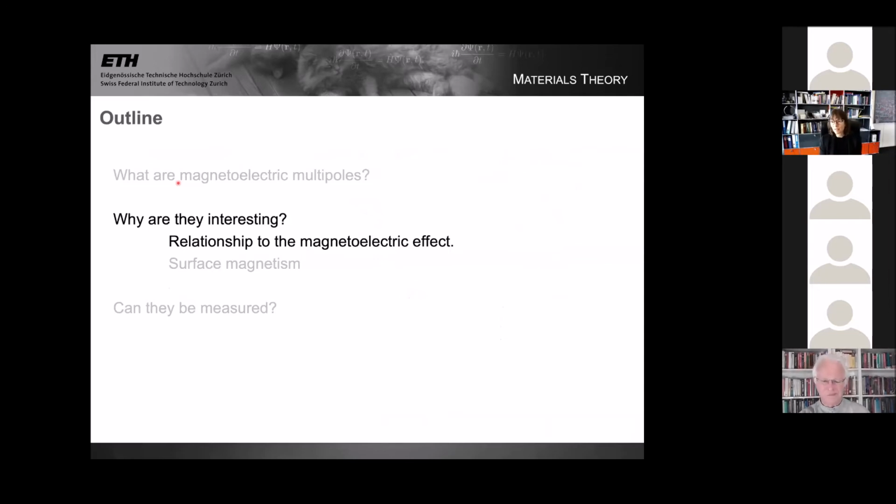Mathematically, we can see that they can be there if we don't have a uniform distribution of the magnetization density, sorry. I want to show you two reasons where they show up in the physics and they provide interesting behaviors. So the first one is their relationship to the magnetoelectric effect.